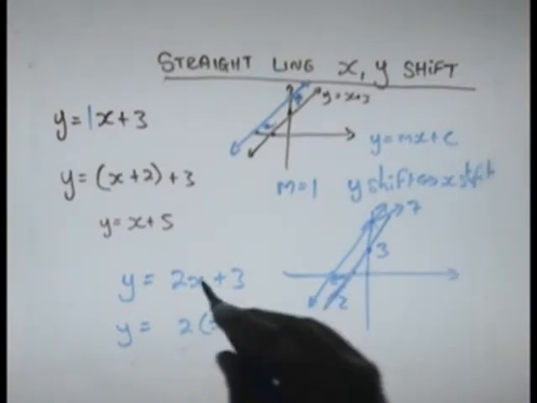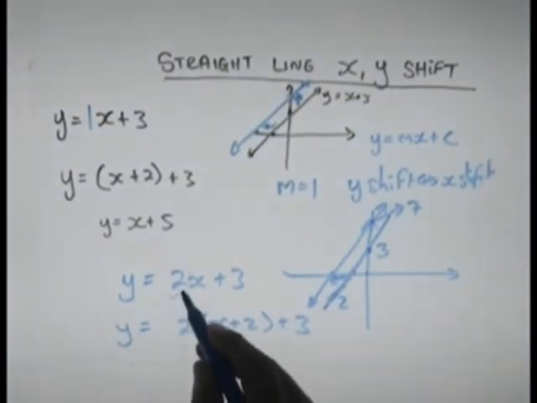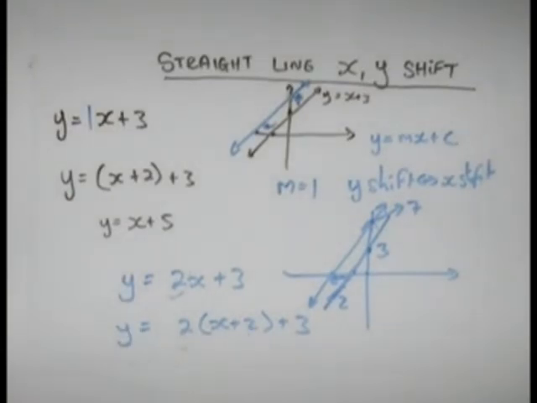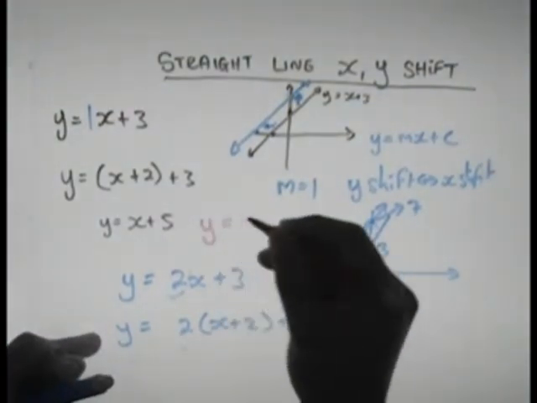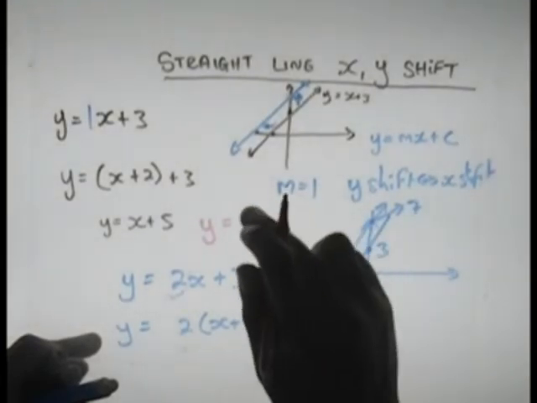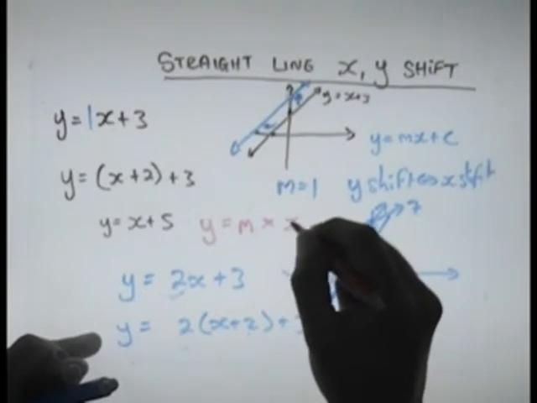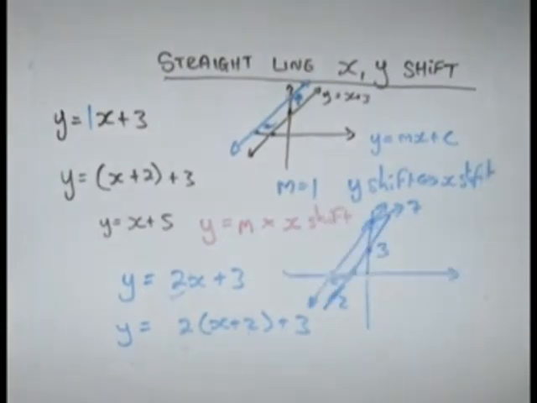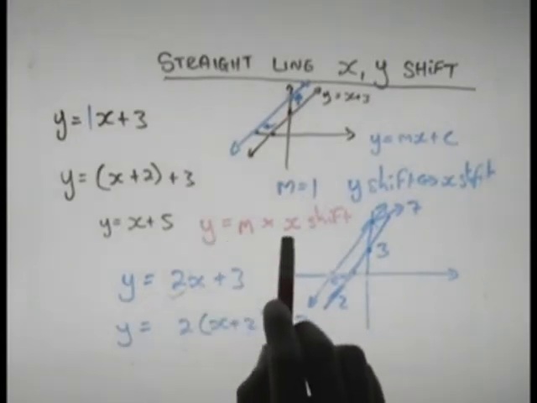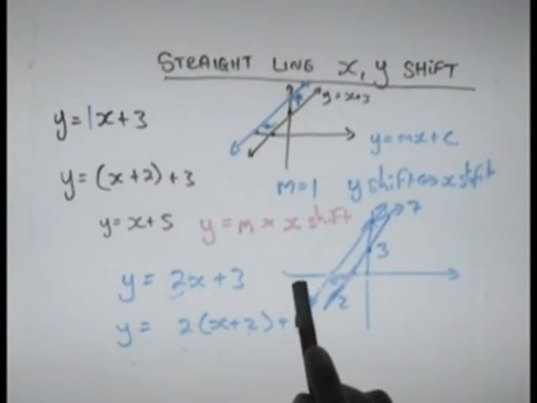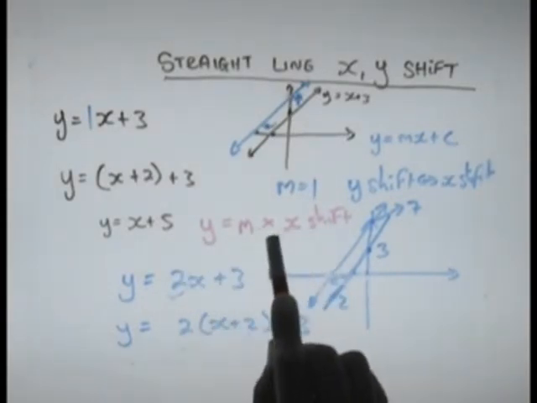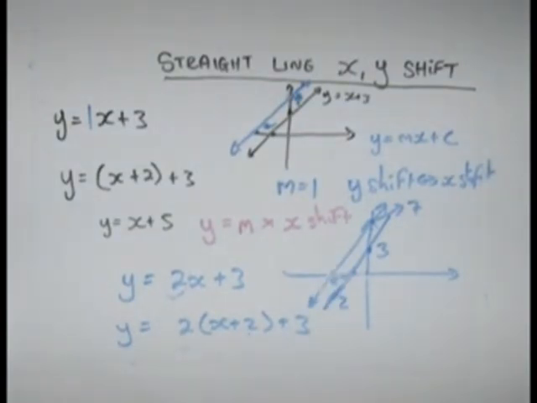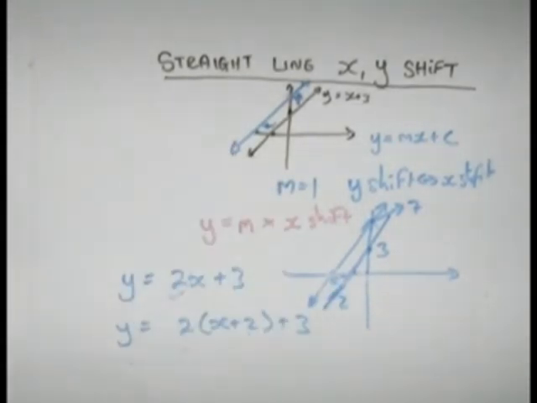That means that if my gradient is greater than 1, multiply my gradient by my x shift to get my y shift. The y shift is equal to the gradient m times the x shift. Or the other way around, the x shift is equal to y divided by m, but this way is simpler. The y shift is equal to the gradient multiplied by the x shift. This is not necessarily part of your syllabus, it's just a side discussion, but I want you to think about it. Now let's look at this graph.